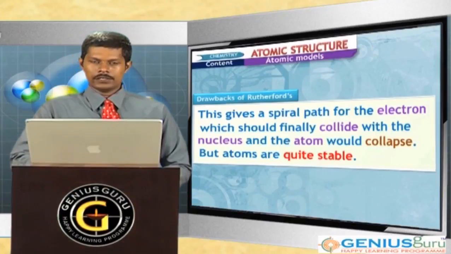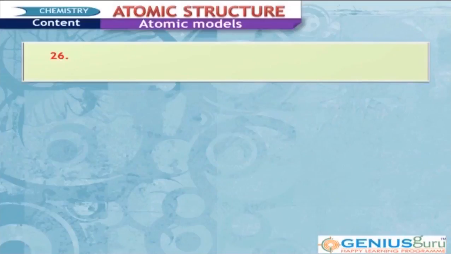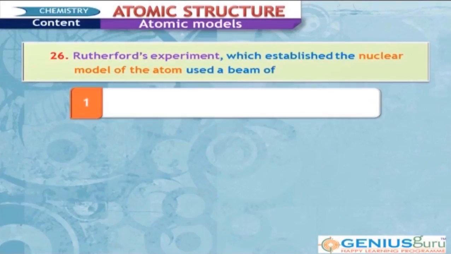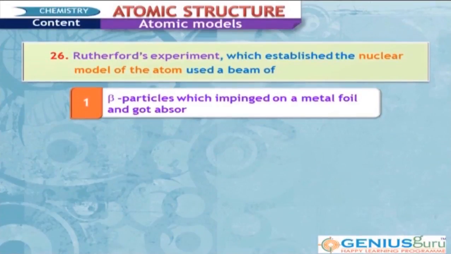Based on this knowledge, we try to solve some model questions. Look at the first question. Rutherford's experiment, which established the nuclear model of the atom, used a beam of. Here are the options. The first one is beta particles which impinged on a metal foil and got absorbed.